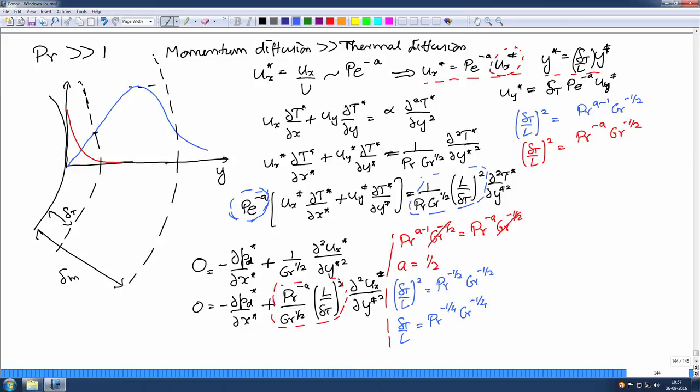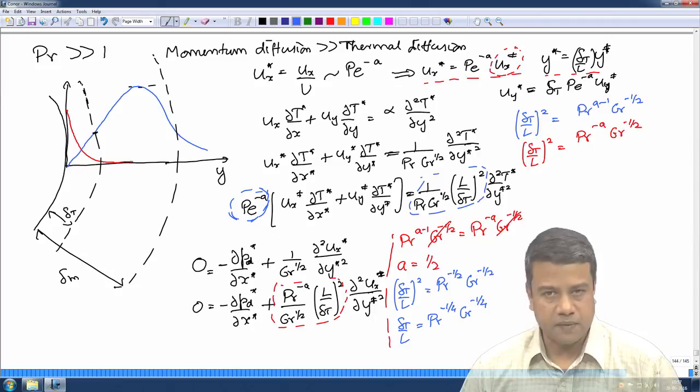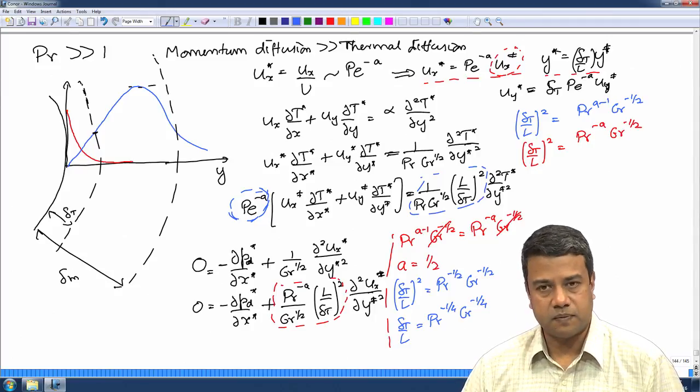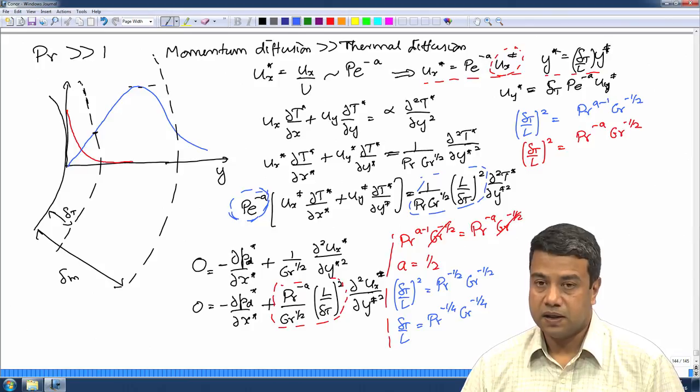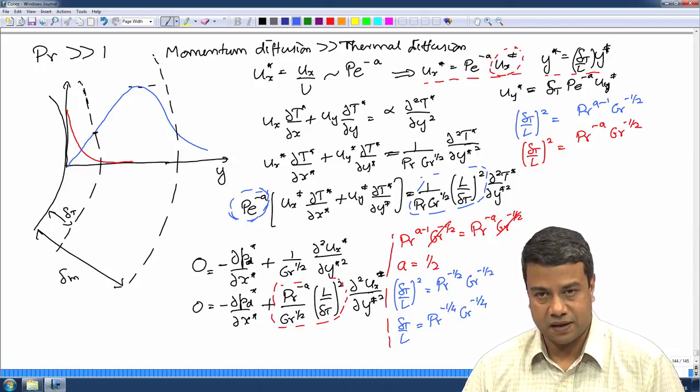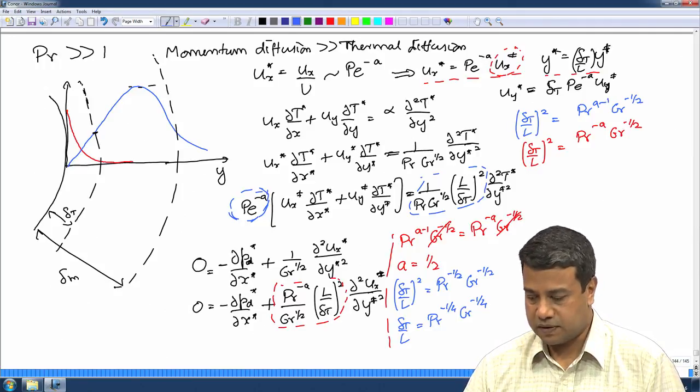The boundary layer thickness in the case of Prandtl number much larger than 1 is Prandtl number to the power minus 1/4, Grashof number to the power minus 1/4. In the previous case for Prandtl number much smaller than 1, it was Prandtl number to the power minus half into Grashof number to the power minus 1/4.